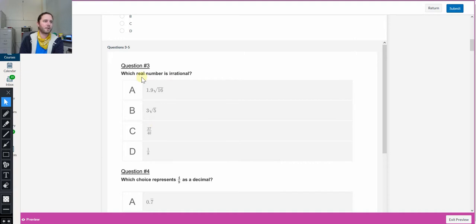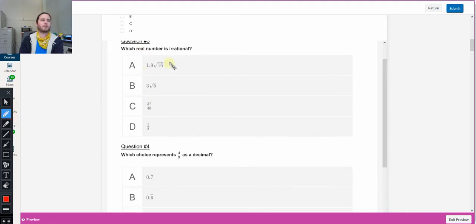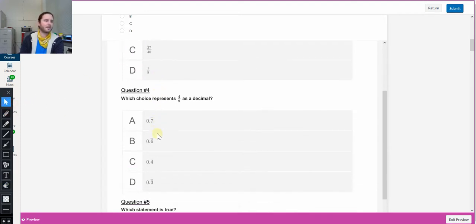Which real number is irrational? Okay, so all of these are real numbers, but one of them is irrational. It's not D, it's not C. Those are quite literally already fractions, so no. B, it's 3 times the square root of 5. There is no square root of 5, so that's going to be my answer. A, while this does look funky, the square root of 16 is just 4. This is just saying 1.9 times 4, and that is normal. That is something we can calculate.